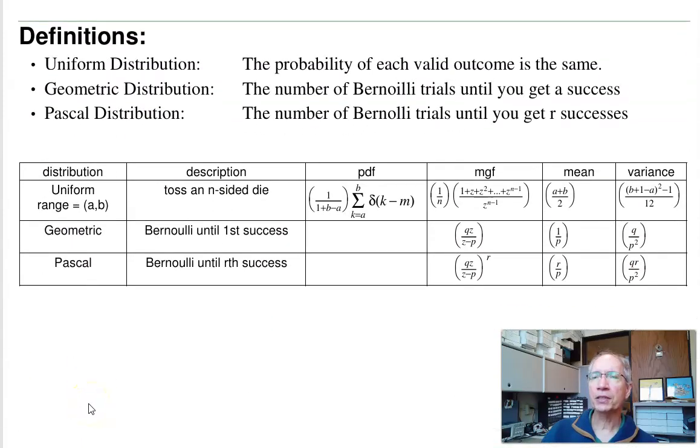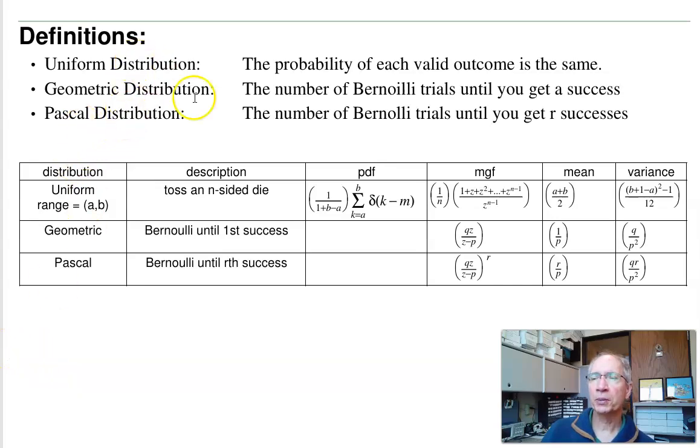Now, a couple definitions. A uniform distribution is a distribution where the probability of each outcome is the same. A geometric distribution is the number of Bernoulli trials until you get a success. A Pascal distribution is the number of Bernoulli trials until you get R successes. These are lectures coming up, geometric and Pascal. This lecture looks at uniform distribution.